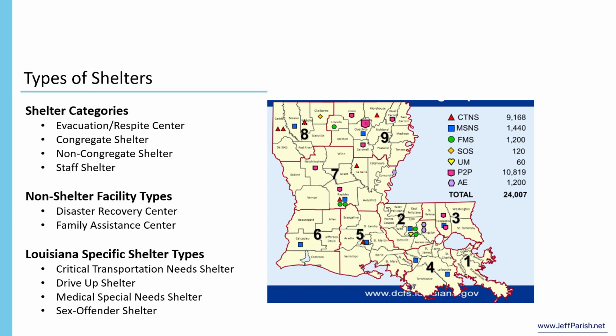In Louisiana, when we talk about hurricane evacuations for Jefferson Parish, we talk about people going to a critical transportation need shelter. That's anyone who evacuates with the parish assisted evacuation program. There's also drive-up shelters for people who have their own car but need a place to stay. Medical special needs shelters are unique to Louisiana, where we are able to have full nursing support staff for people with very serious medical needs who need full-time nursing care. And finally, a sex offender shelter that is run by the Department of Corrections.